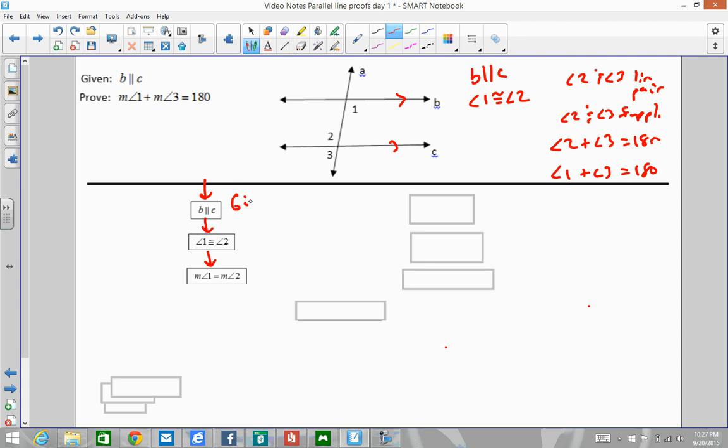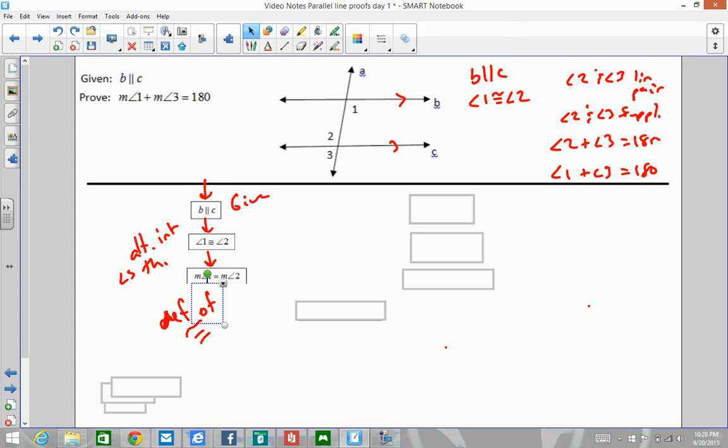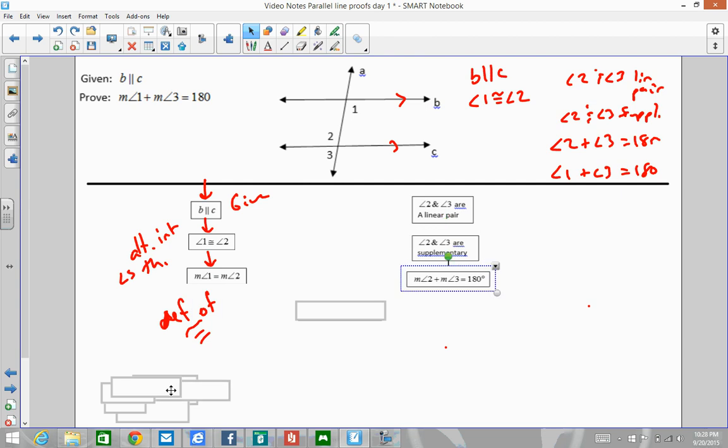Okay, so this is my given. The 1 and 2 are congruent because of the alternate interior angles theorem. And this is the definition of congruence. And so I've got that side set up, and now I go back over to my linear pair. Remember, that's how I get my 180 in. And notice these 3 steps come together over and over and over again. So get used to using them.